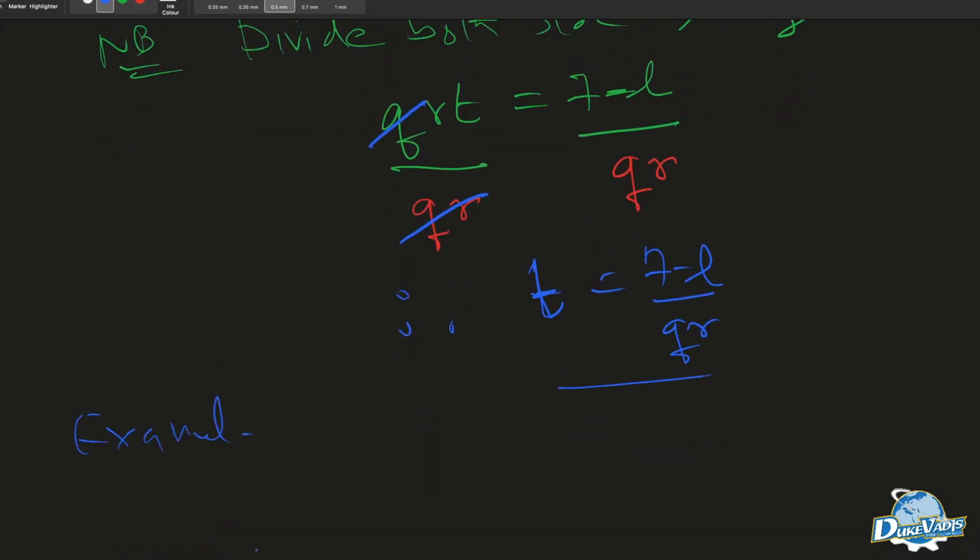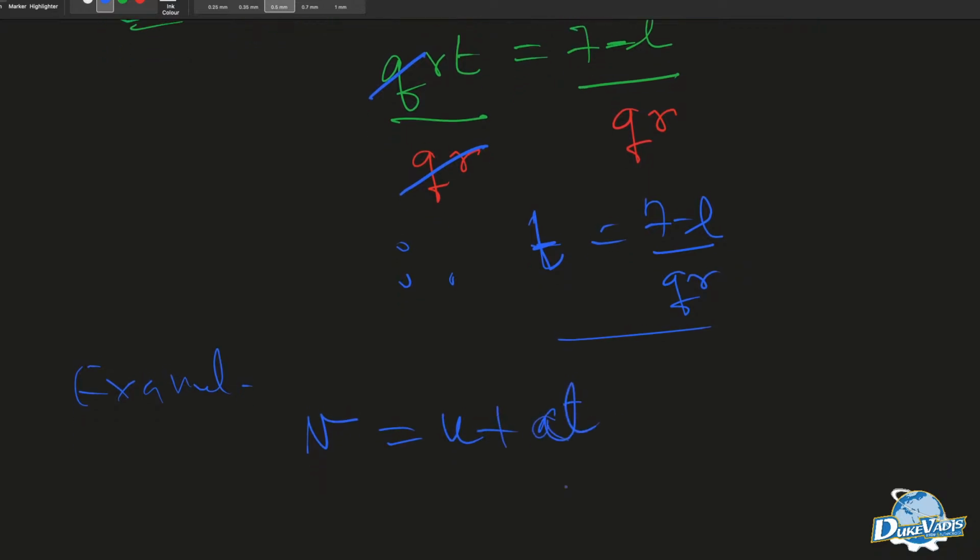If we have something like V is equal to U plus AT. Let us write it well. V is equal to U plus AT. That is Newton's first law of motion, an equation of motion. Now that is not what we are interested in. We've been asked to make A the subject.